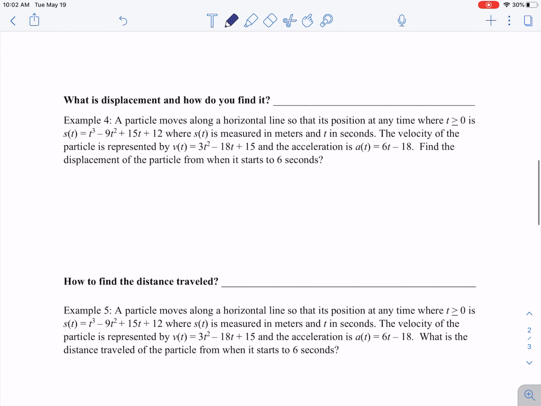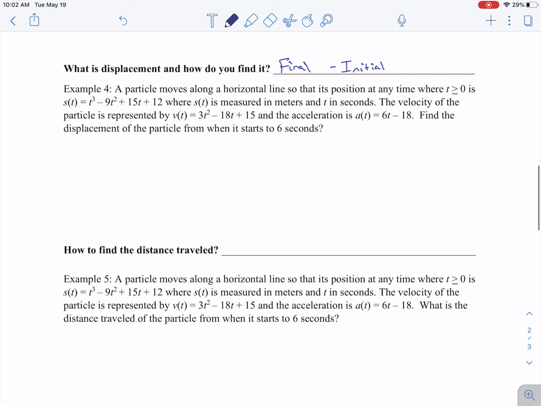All right, displacement. What is it? And how do you find it? It's just going to be the final minus the initial. So displacement is just from where you finished versus where you started. That's all it is.